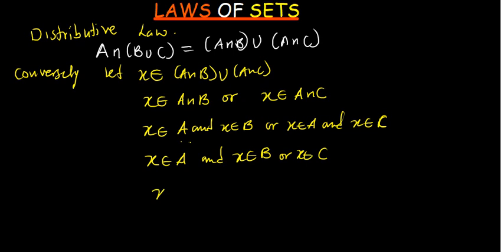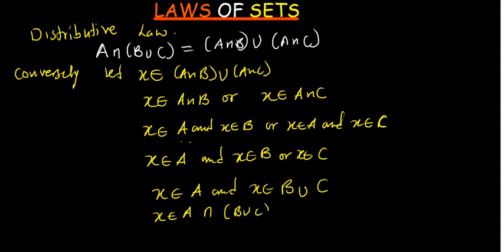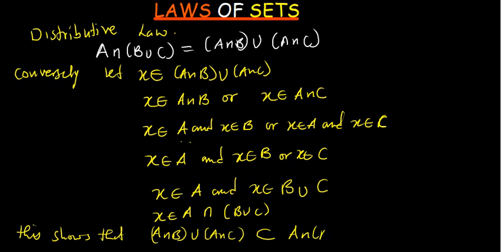So this means X is a member of A and X is a member of B or C, that is, X is a member of A intersect B union C. So what you've just shown is that what we started with, A intersect B union A intersect C, is a subset of A intersect B union C.